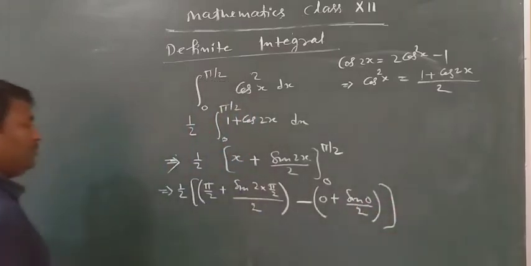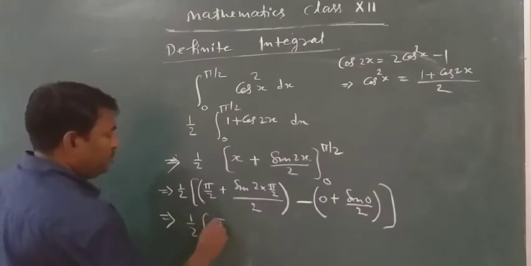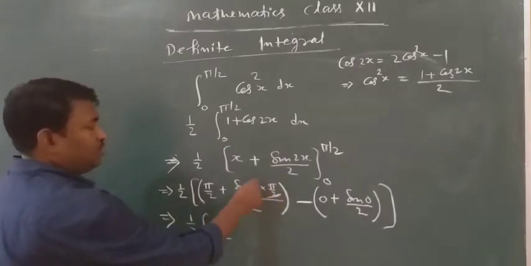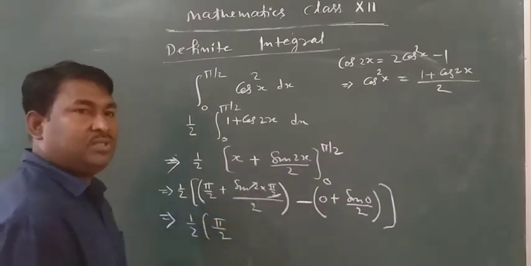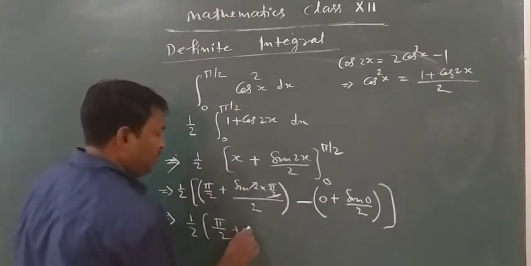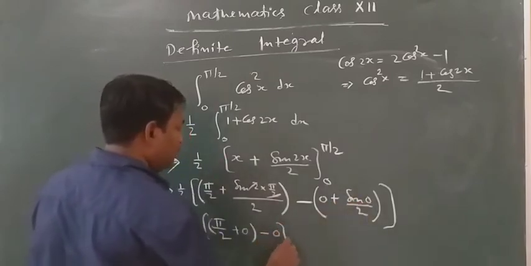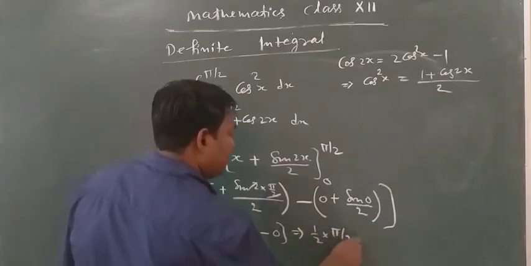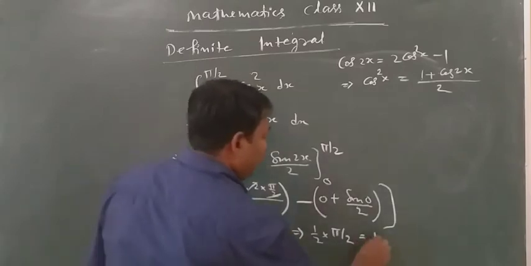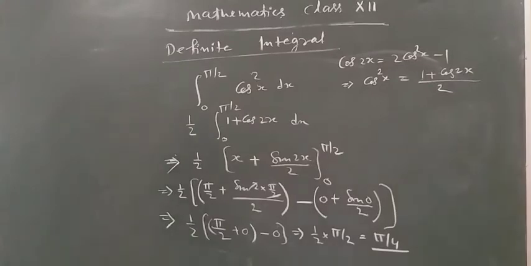Now see, 1 by 2, this pi by 2 is here, and in the sine the 2 cancels out in the angle, so sin pi is 0. So this is plus 0, and minus this 0, sin 0 is also 0. So this second term is total 0. It implies 1 by 2 into pi by 2, which will give you pi by 4. So this pi by 4 is your answer for the integral of cos square x from 0 to pi by 2.